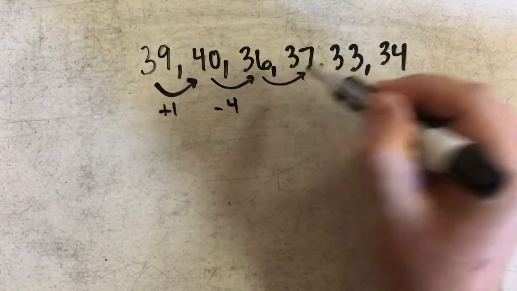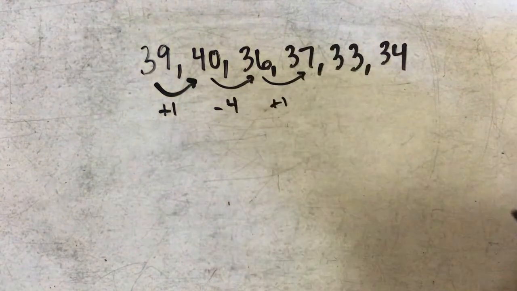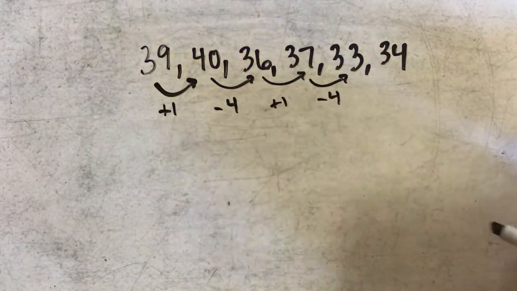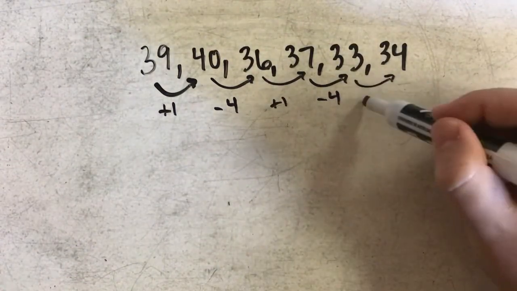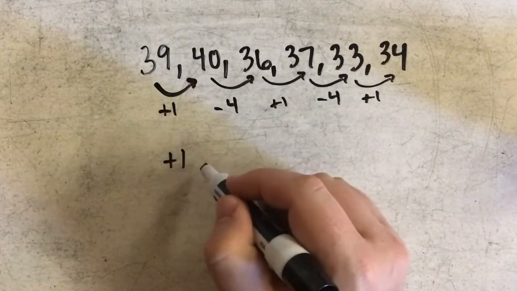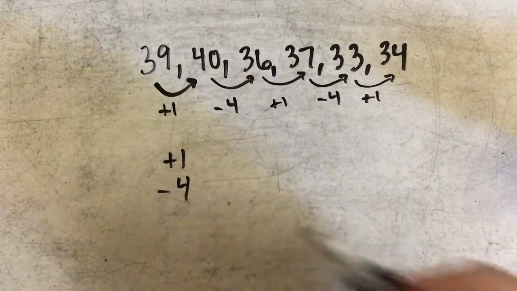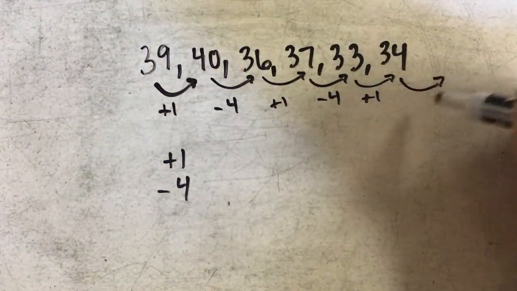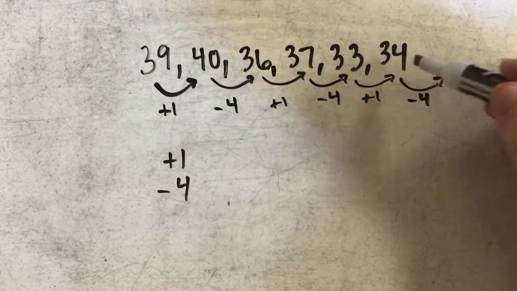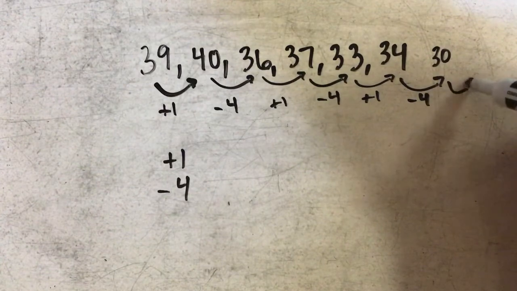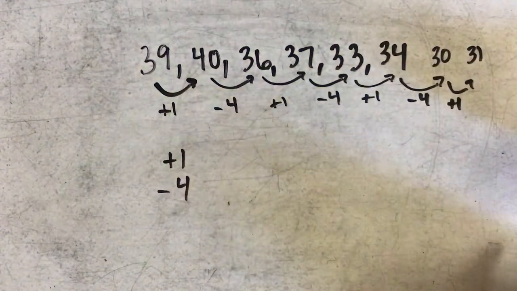To get from 36 to 37, I also had to add 1. And then to get from 37 to 33, I had to subtract 4. From 33 to 34, I added 1. So my rule is really add 1 and subtract 4. If I were continuing on with my terms, the next term would be subtracting 4. 34 minus 4 would give me 30. If I continued on, I'd have to add 1. 30 plus 1 would give me 31.